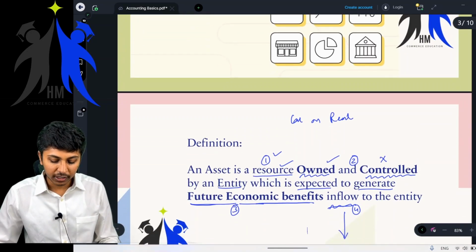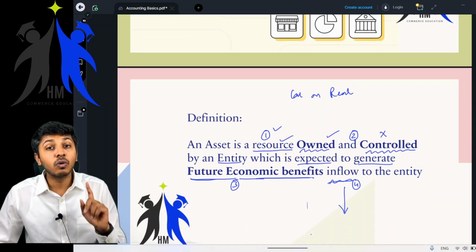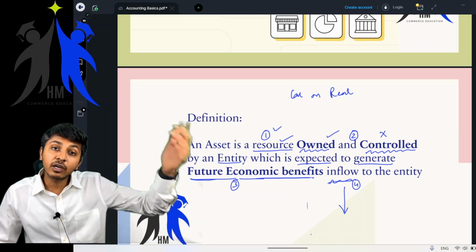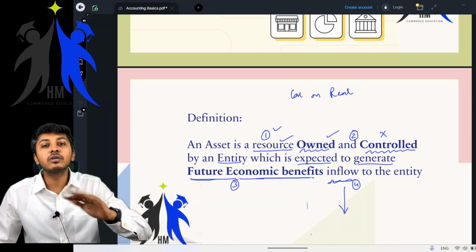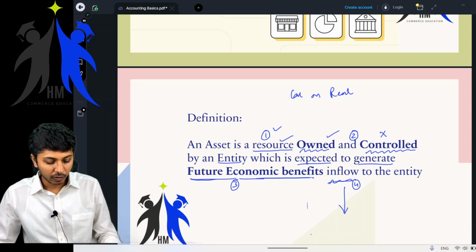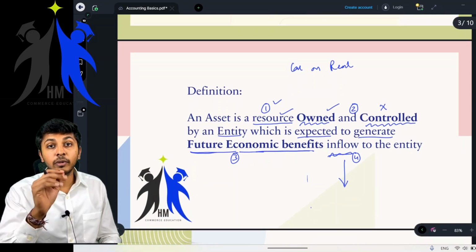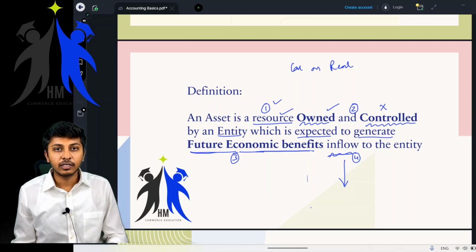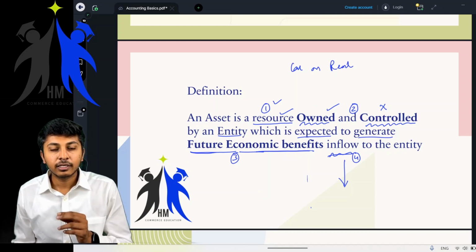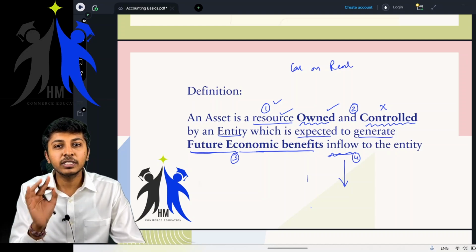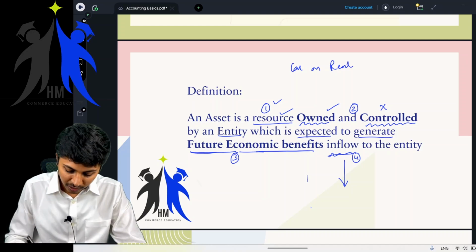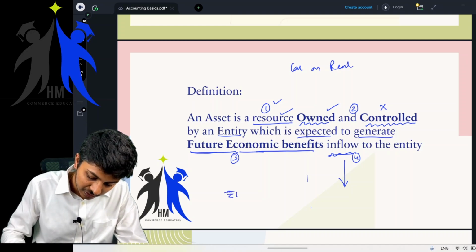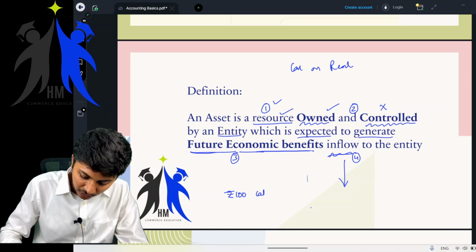Correct? So what is an asset? Asset is a resource owned and controlled by the entity which is expected to generate future economic benefits inflow into the entity. Okay? Now you might get this doubt. All of you out there, just think, a 100 rupees calculator. What am I telling? A 100 rupees calculator.